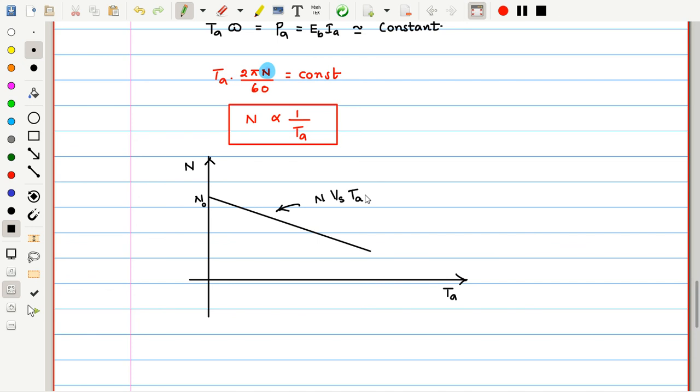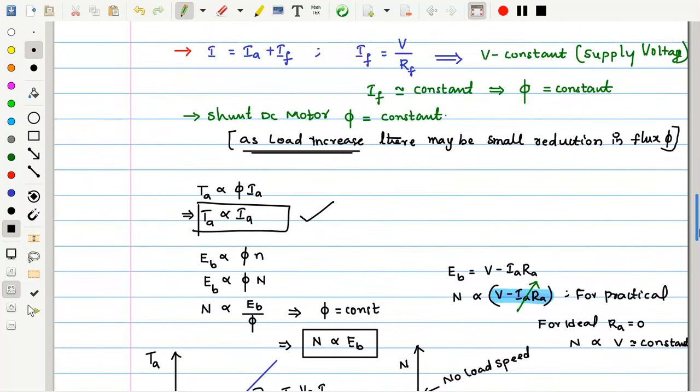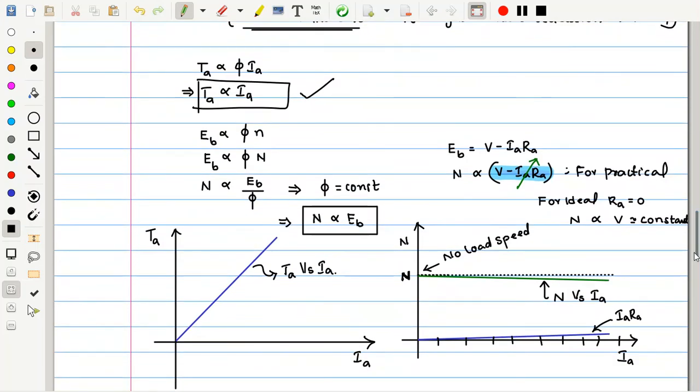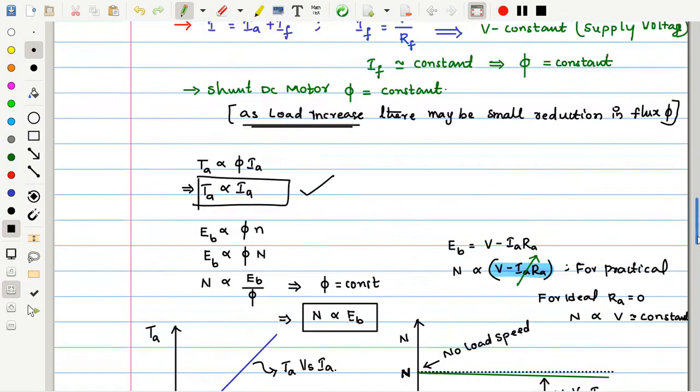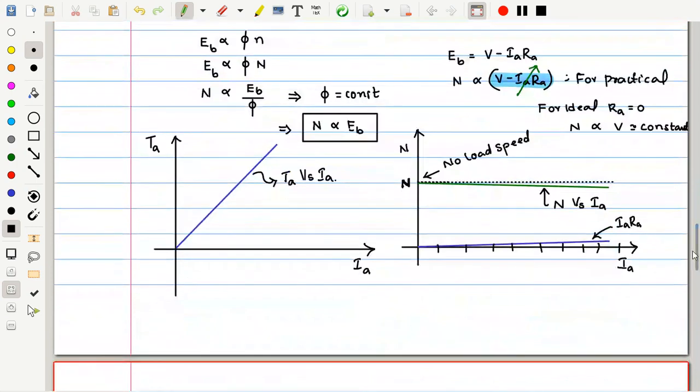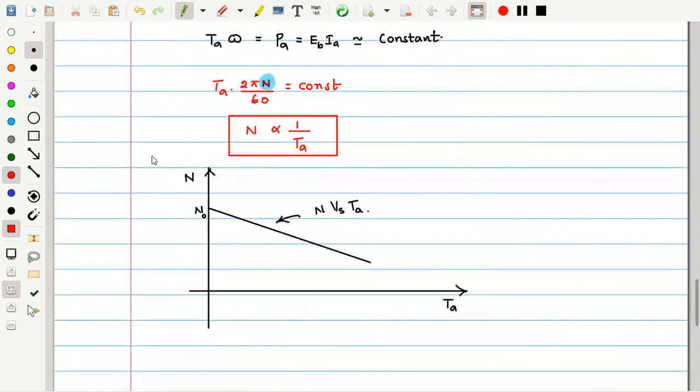All these characteristics are just visualized based on these expressions only. The torque and its corresponding current are just from the basic schematic diagram of this DC machine. So these are the three important characteristics of a DC shunt motor. This is the third one.